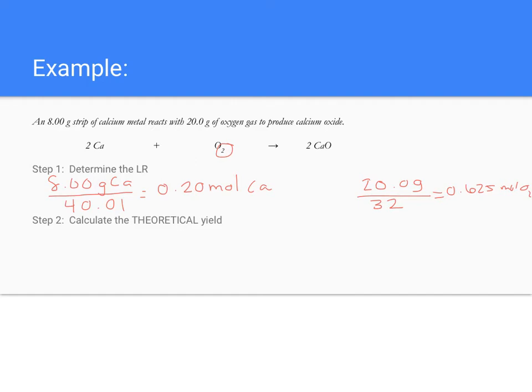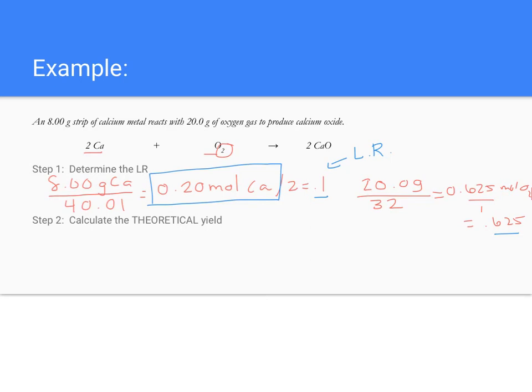From here, we have to divide by the coefficients. The coefficient in front of the calcium is a 2, so if I divide this by 2, I end up with 0.1. For the oxygen, I'm dividing by the coefficient, which is 1, so I get 0.625. Now I'm going to compare these numbers, and if I compare 0.1 to 0.625, I know 0.1 is smaller, so calcium is my limiting reagent, which means my starting point for my theoretical yield is going to be the 0.2 moles of calcium.